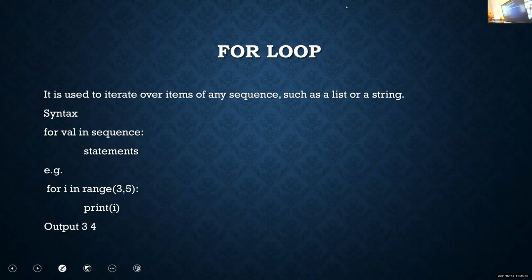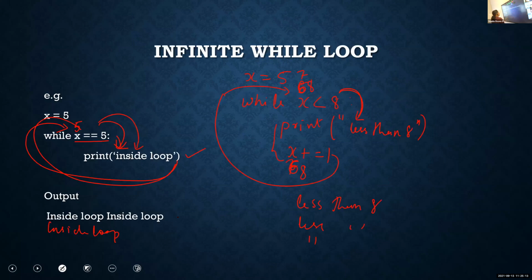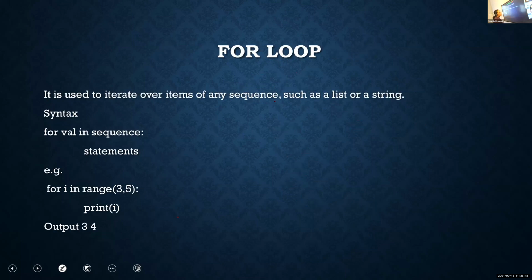So, next iteration statement, it is for loop. It is also used to iterate over items of any sequence such as a list or a string. Here, the iteration is based on a sequence. What is sequence? In the case of literals, we learn about this sequence. Sequence means a set of values. For example, list, string, tuple, dictionary, all these are under sequence.